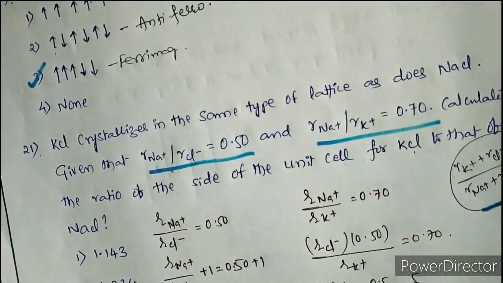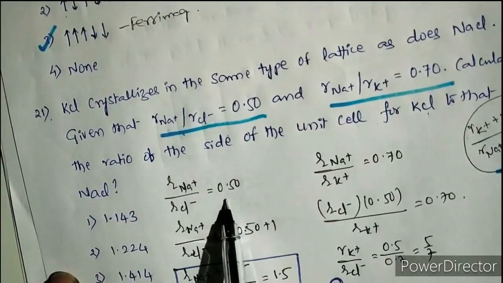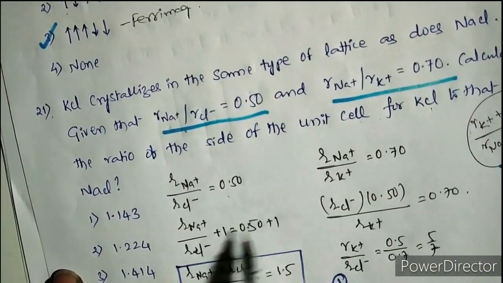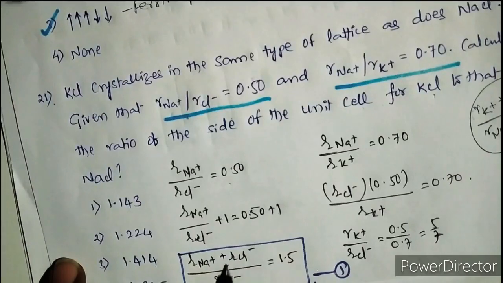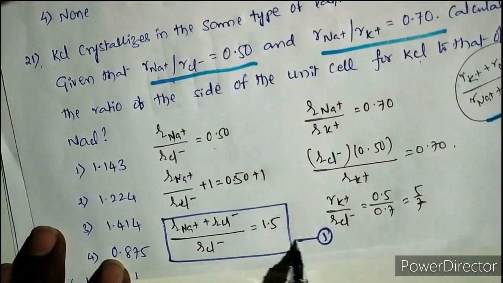The first one they have given is RNa+ by RCl-. This is given to you, and I will do plus 1 on both sides. It will become (RNa+ + RCl-) by RCl- equal to 1.5. I call it equation 1.